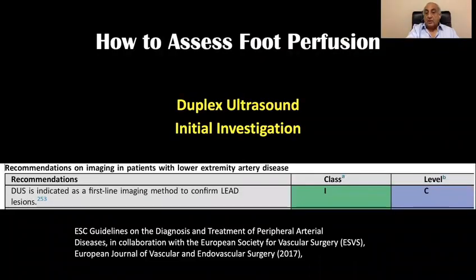How to assess foot perfusion? Well, duplex ultrasound should be the initial investigation to assess foot perfusion in suspected peripheral ischemia. And again, these are the recommendations of the European Society for Cardiology and the European Society for Vascular Surgery. It says clearly that duplex ultrasound is indicated as a first-line imaging modality to confirm the presence of peripheral arterial disease in suspected cases. And this is a class 1 recommendation.